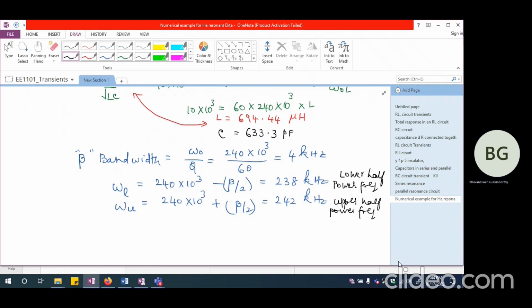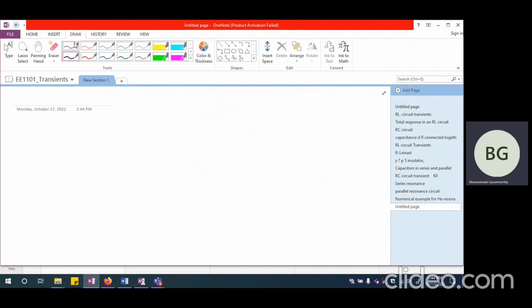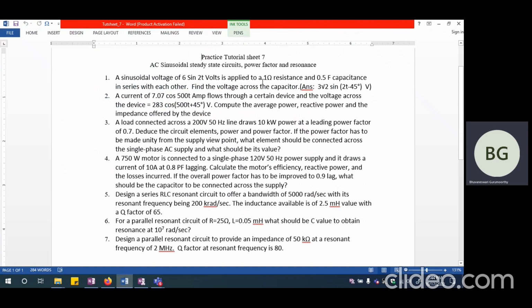So now let us try to do a few problems from tutorial sheet 7. So let me take a look at tutorial sheet 7. And we will try to do a few problems from it. So tutorial sheet 7 is here. In problem number 1, it is given that a sinusoidal voltage of 6 sine 2t volts is applied to a 1 ohm resistance and 0.5 farad capacitance in series with each other. Find the voltage across the capacitor.